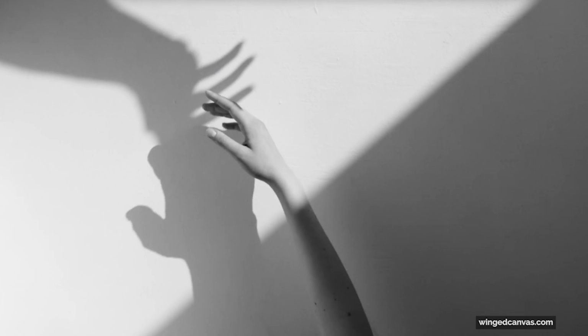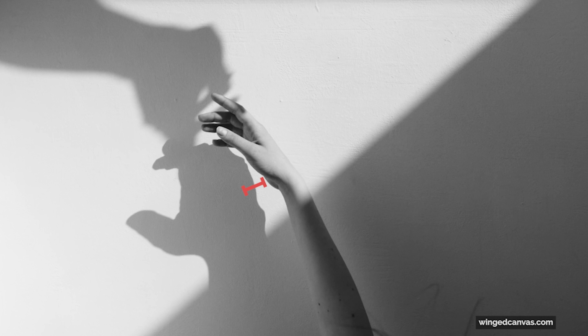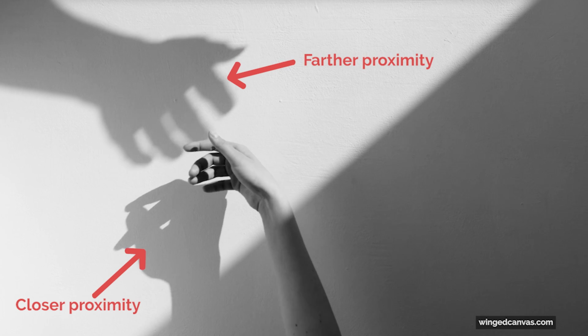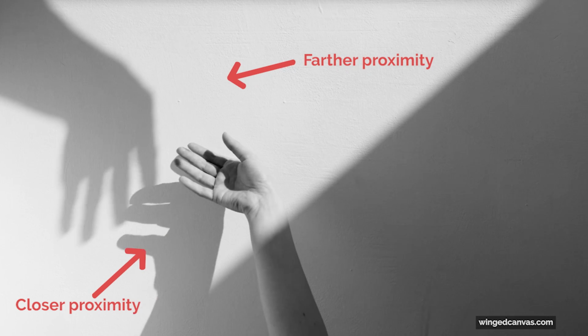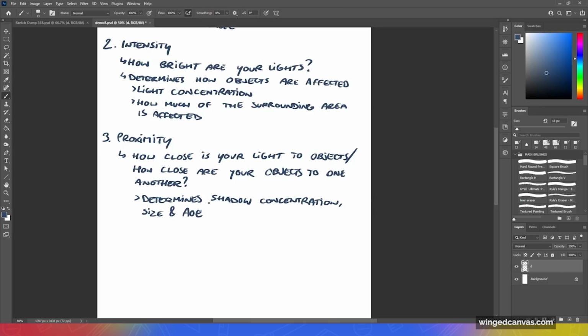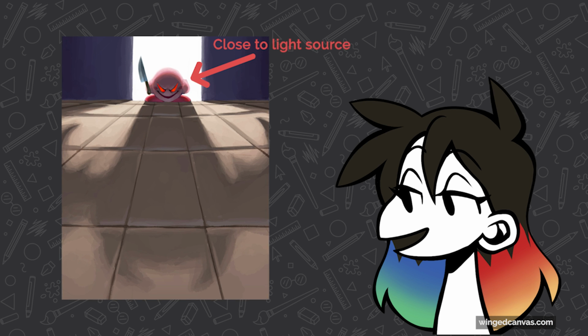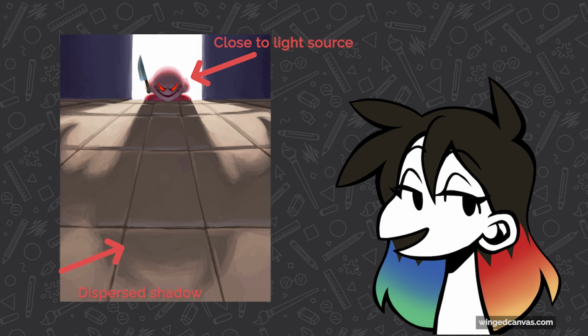Say if we have our hand and it gets closer to the wall. The closer that our hand gets to the wall makes the shadow on the wall a lot more concentrated because those two objects are closer together now. So when two objects are closer together, the area of effect of your shadow becomes a lot more concentrated. But if you're closer to your light source, that shadow becomes a lot more dispersed and farther away.